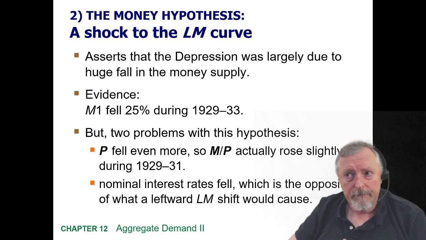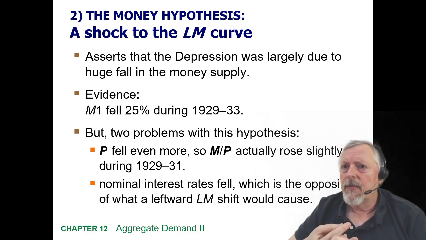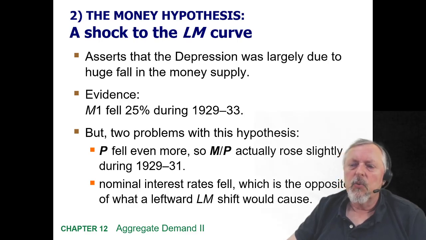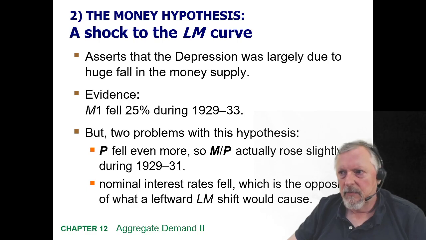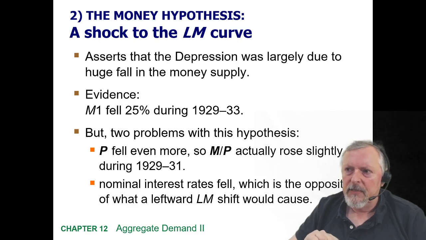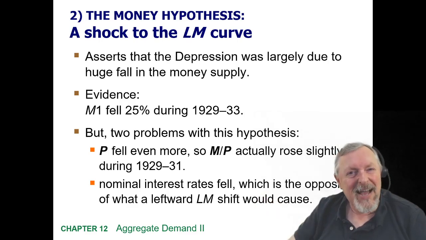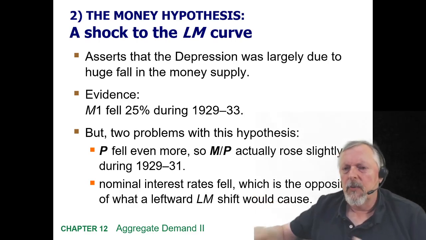That would reduce output, but there are two problems with this version of the monetary hypothesis. First, prices also fell dramatically over this time period. So real money balances actually increased a bit between 29 and 31, although they did fall some between 31 and 33. And the second problem, from the perspective of the ISLM model, is that a shift left of the LM curve should cause interest rates to go up, not down. And down is what we saw in the Great Depression.